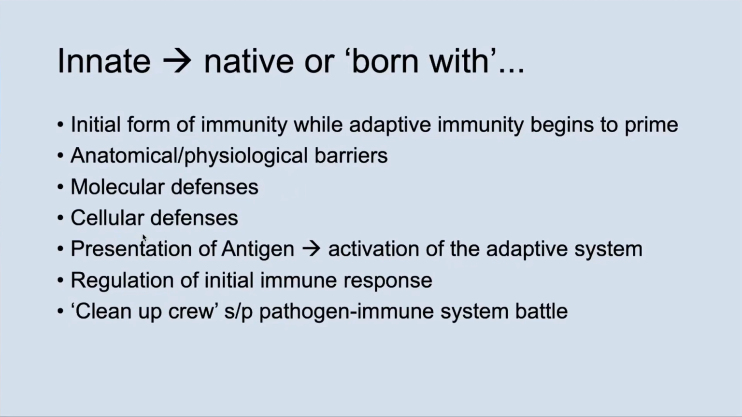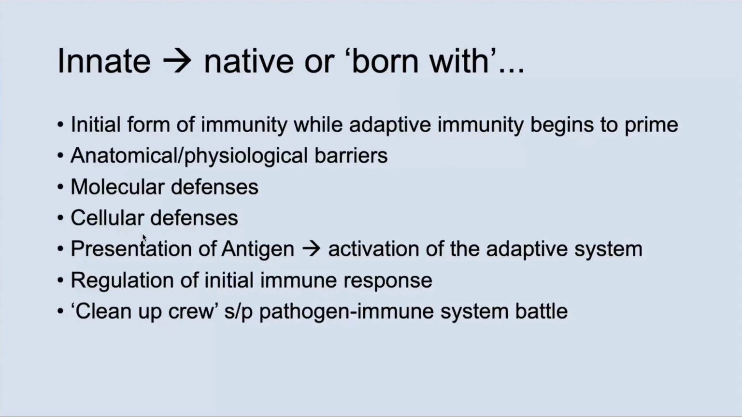So innate, what does that mean? It means native, or to be born with something, right? So it's the initial form of immunity before the adaptive immunity begins to prime. In babies, this is very important, right? In neonates who can't really mount an antibody response, a lot of the antibodies in use in babies come from milk, mainly mother's milk. And so it's very important for mothers who are breastfeeding to have had all their vaccinations and whatnot, so that they can impart that immunity to their babies.